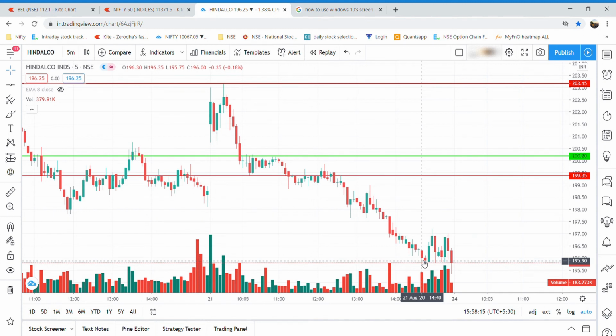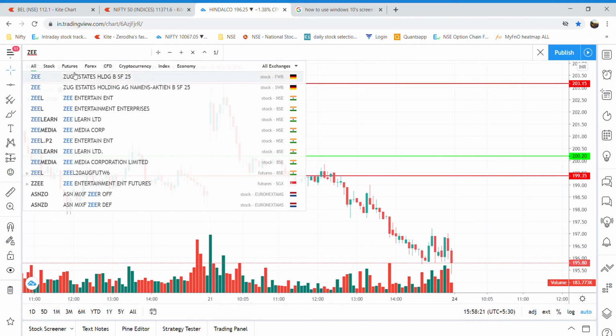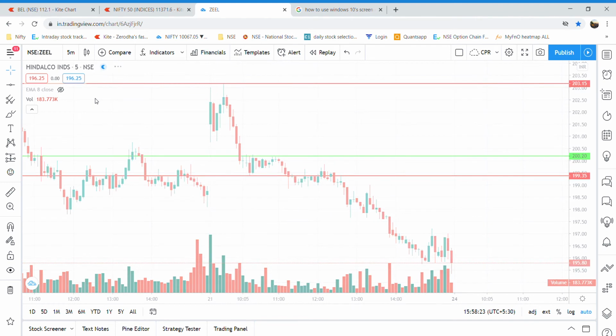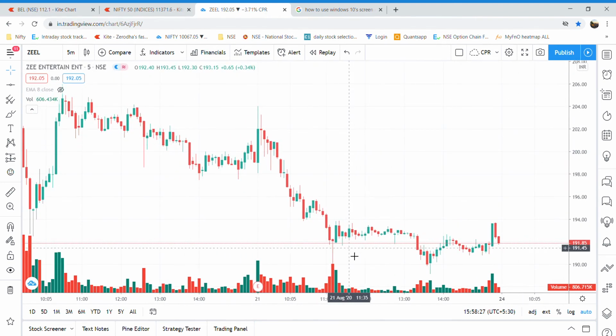Alright, so let's take another one that we traded today. That would be Zee Entertainment. Same logic over here. Okay, we would wait to draw our support and resistance lines before we take a trade.